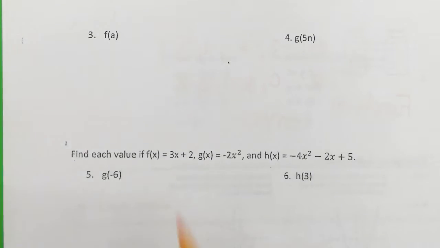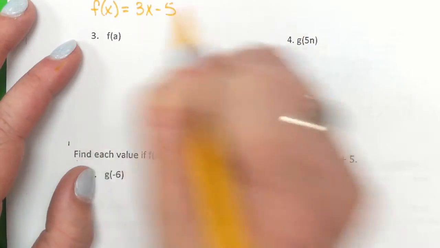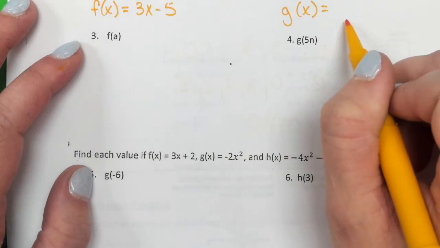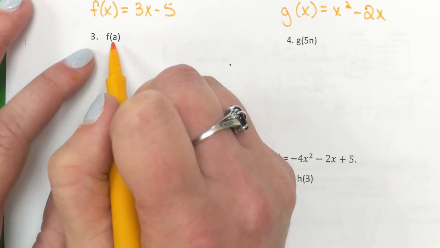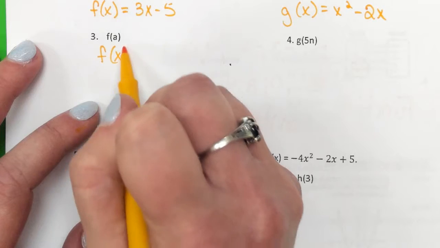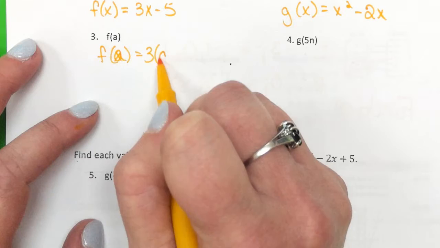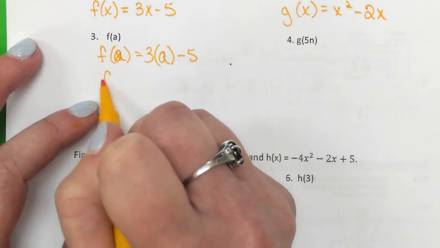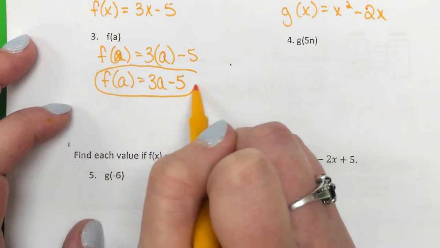All right. So what was f of x again? Flip back over. What was f of x? 3x minus 5. And what was g of x? X squared minus 2x. Okay. All right. Here we go. So what am I going to plug in for x this time? A. And all A stands for is just a number. So instead of saying 3 times x, I'm going to say 3 times what? A. And then that's just 3a minus 5. Are y'all okay with that?